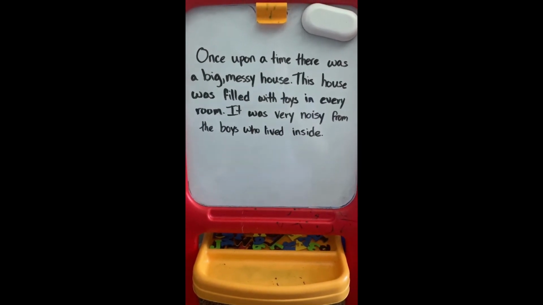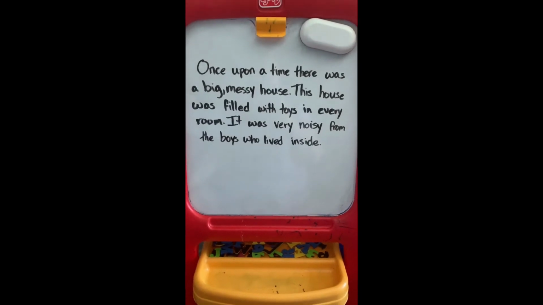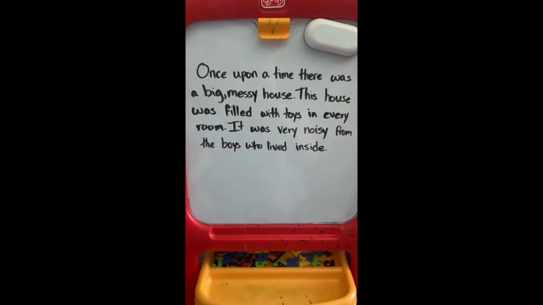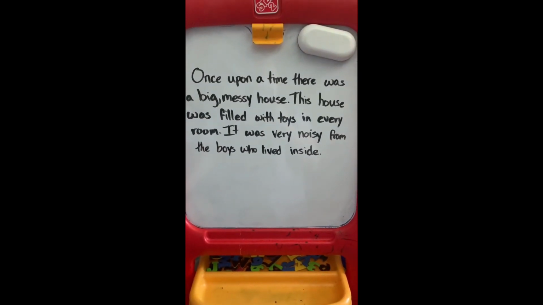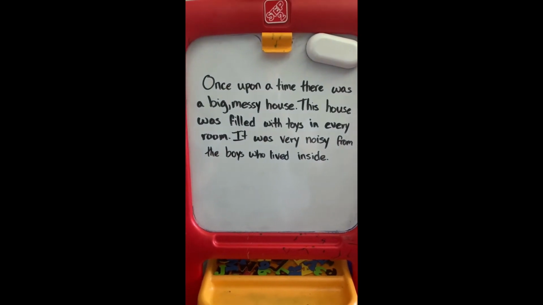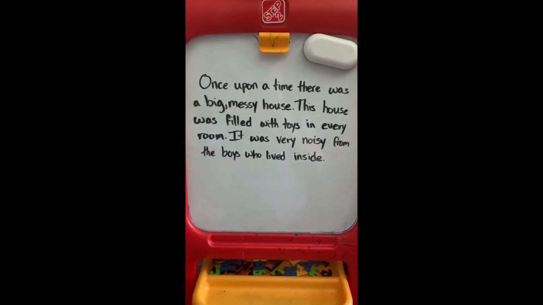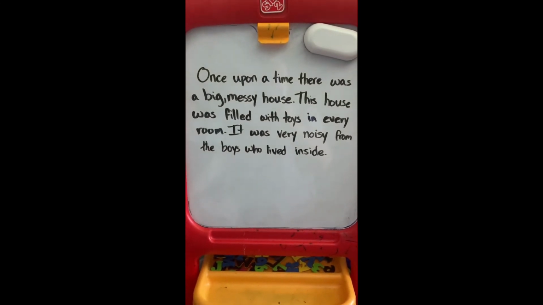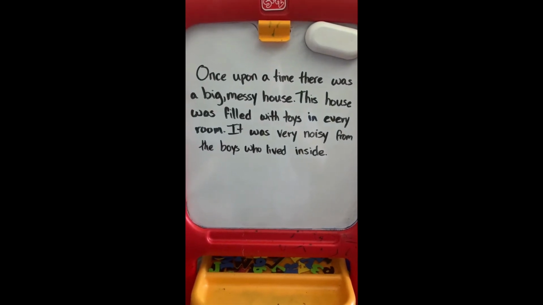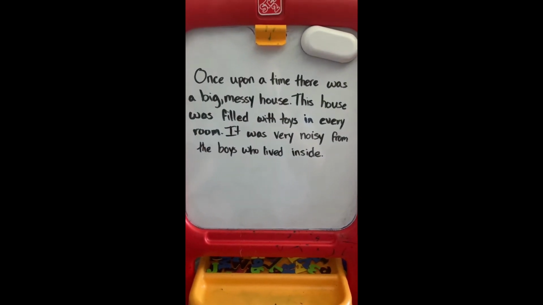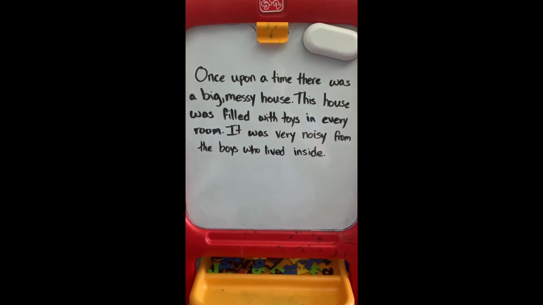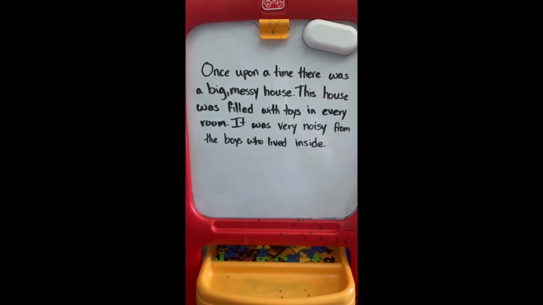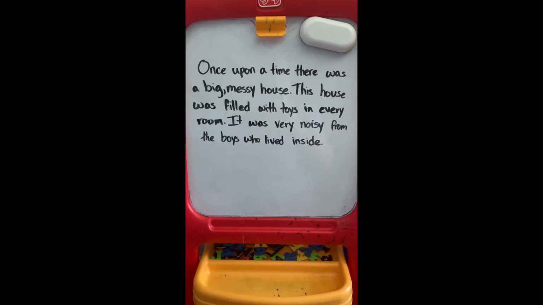So my setting was my house. I'm going to be talking about my house, and I'm going to use the details that I put on my plan and just turn them into sentences. So if you can read mine, it says, once upon a time, there was a big, messy house, period. There's one of my details right now. I said my house was very messy with lots of rooms, and I turned that into a big, messy house. This house was filled with toys in every room, period. It was very noisy from the boys who lived inside, period. 3 sentences about my setting, and you can see I put my details, I just turned them into sentences.